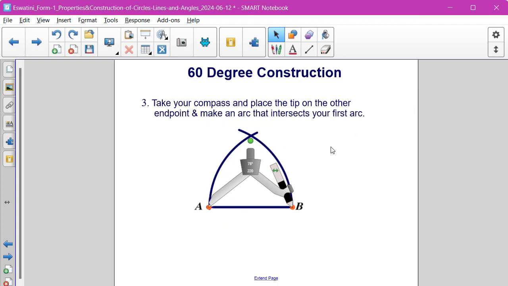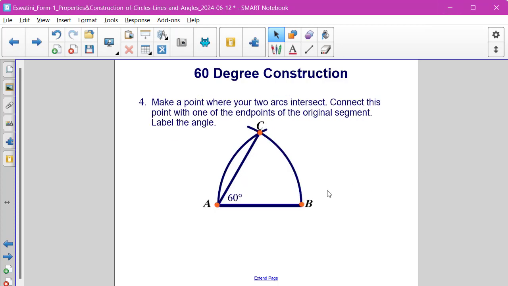Next, take your compass and place the tip on the other endpoint and keep the extension the same as the last step, and make another arc that intersects the first arc. You can see they cross right up here. The last step is to make a point where the 2 arcs intersected. Connect this point with one of the endpoints of the original segment to make an angle, one angle, and label that angle. It will be 60 degrees.